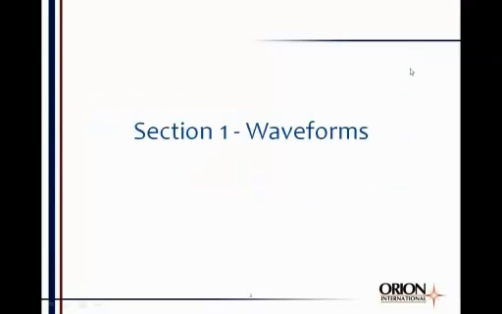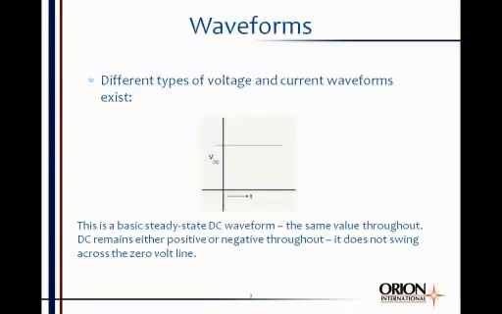All right, the first thing we're going to talk about this evening is waveforms, different sorts of waveforms. And the first waveform we want to mention is a basic steady-state DC waveform. You see one on the screen here. It remains either positive or negative throughout. It never swings across the 0-volt line. That defines a DC waveform. And this is a steady-state waveform. It never changes its value. And this is a voltage waveform you see on the screen.